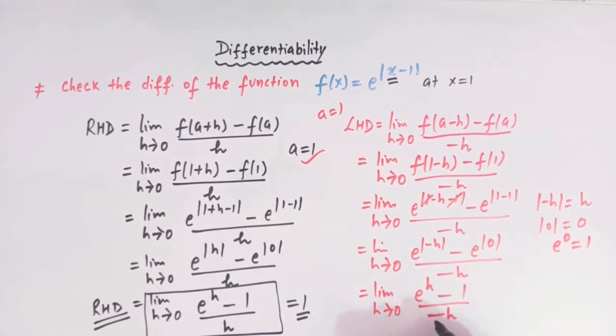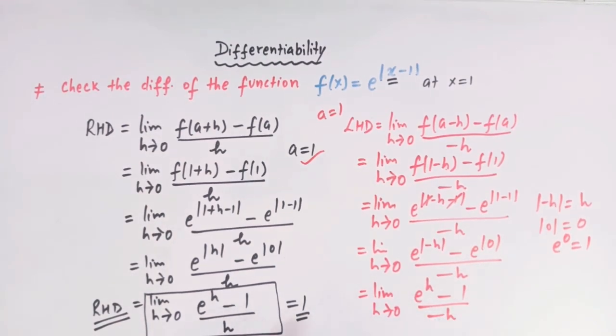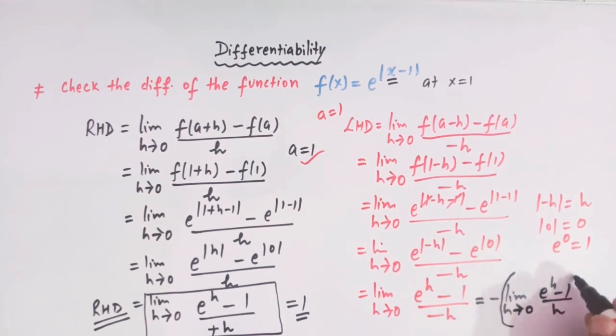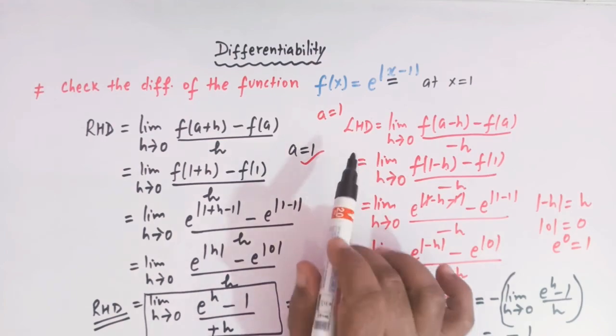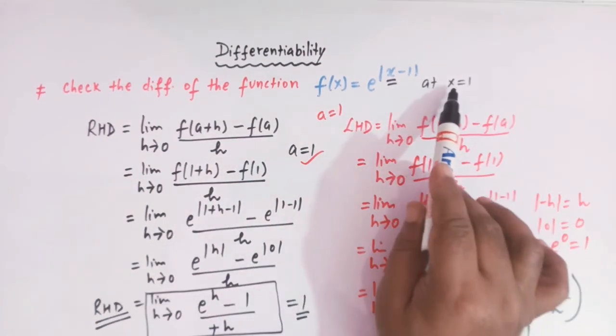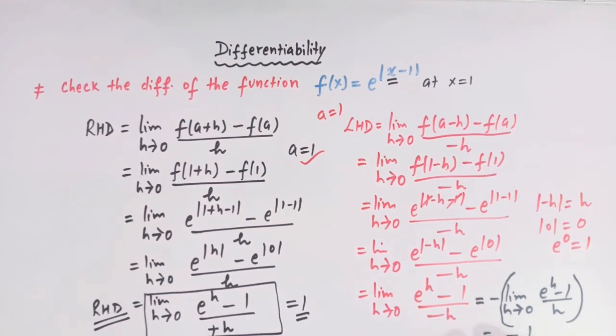Okay, so now see here we have a negative sign, but in the case of right hand derivative we did not have a negative sign here, so we had the positive sign, right? So now we can take this negative sign outside the limit, and we have limit h tends to 0 of (e raised to h minus 1) over h, right? And now we have seen earlier that this limit is equal to 1, so this is minus 1, right? So the left hand derivative of this function at x equal to 1 is equal to minus 1.